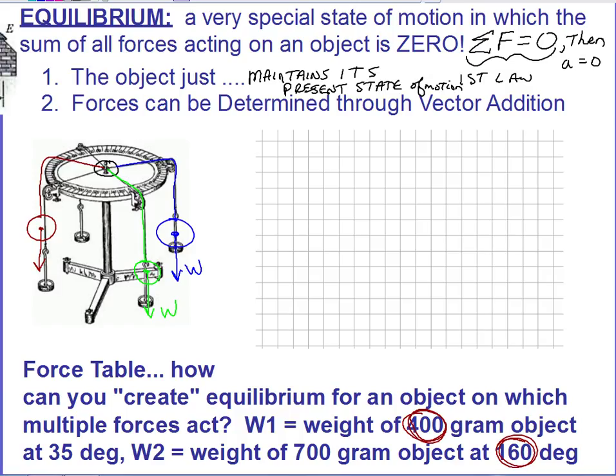But anyway, if we're going to do a graphical drawing, I need to have a scale. Let's do 1 centimeter is equivalent to the weight of 100 grams. So that makes it convenient. This would be a 4 centimeter vector, and this would be a 7 centimeter vector.